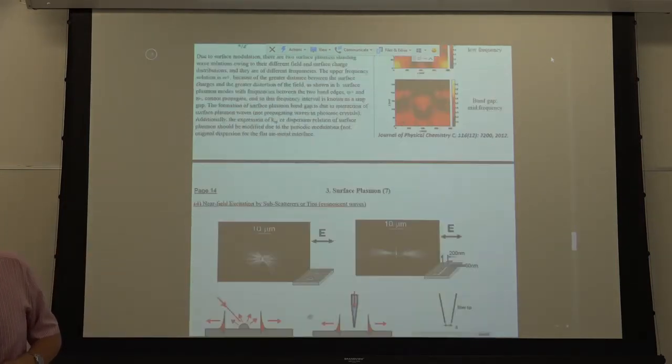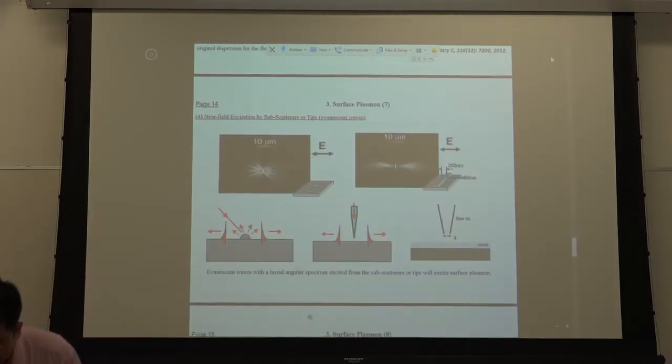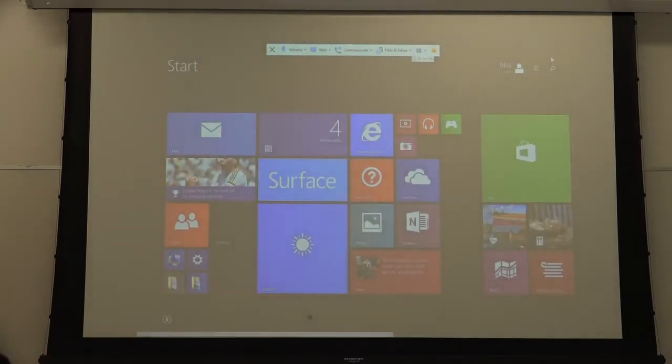Okay. This is a plasmonic band gap and band edge. This is a little bit difficult.